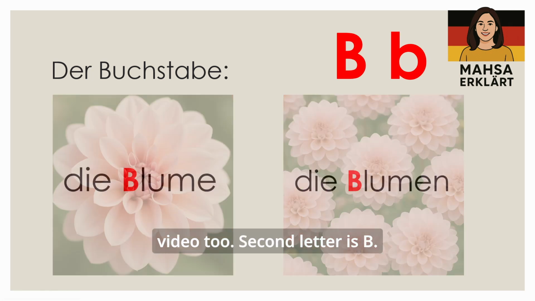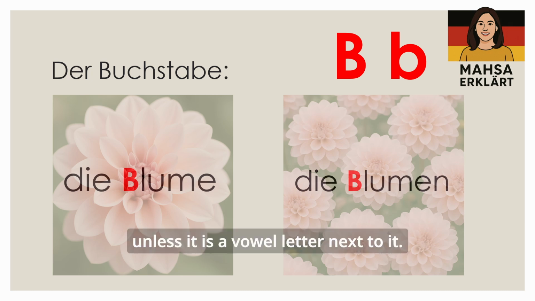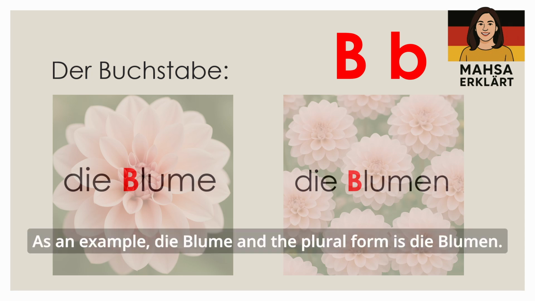Second letter is B. Its name is B, but when in words, it is not read B anymore, unless there is a vowel letter next to it. As an example, die Blume, and the plural form is die Blumen.